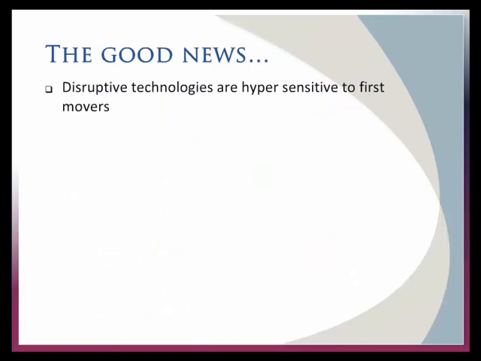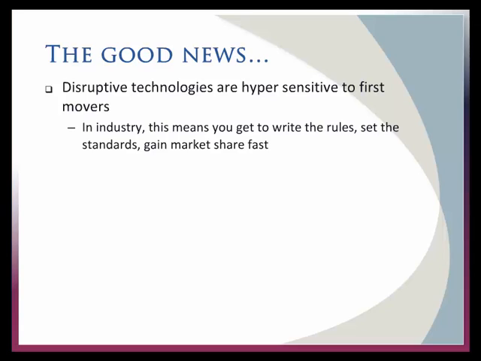So the good news in all of this is that disruptive technologies are very hypersensitive to first movers. What does that mean? In industry, this means you get to write the rules. You get to set the standards. You get the biggest market share. You get it the fastest and the easiest, because there is no market there. You're defining it, right? This is why you want to be the first mover.